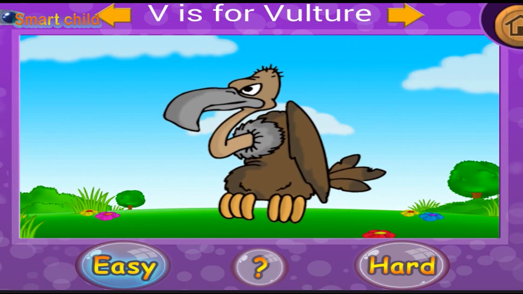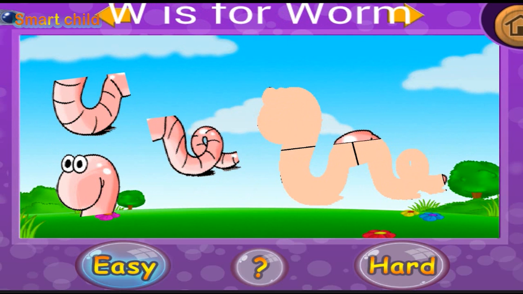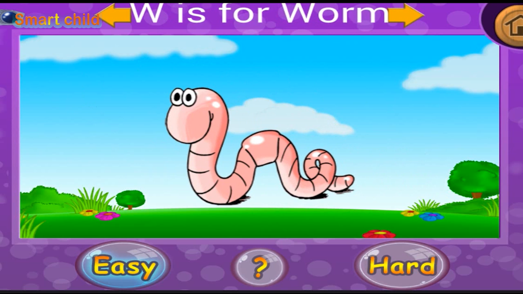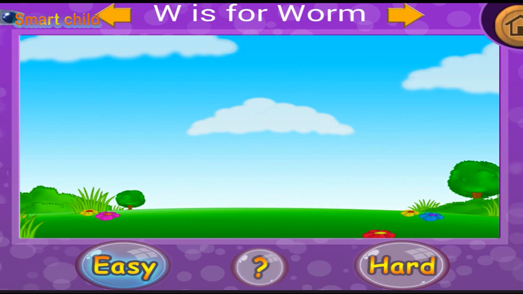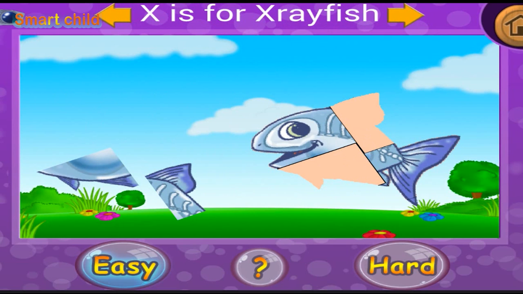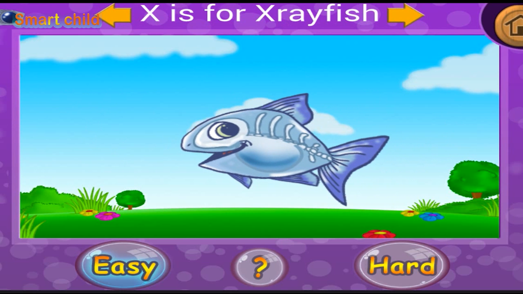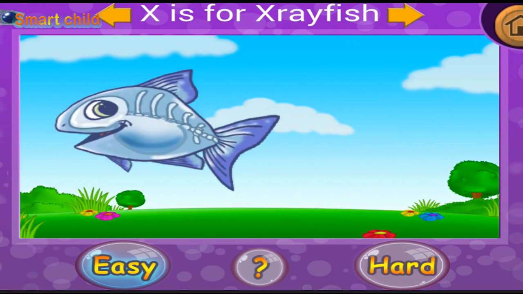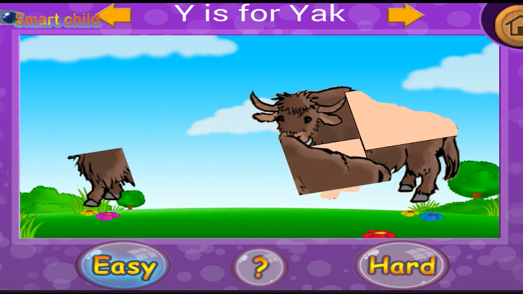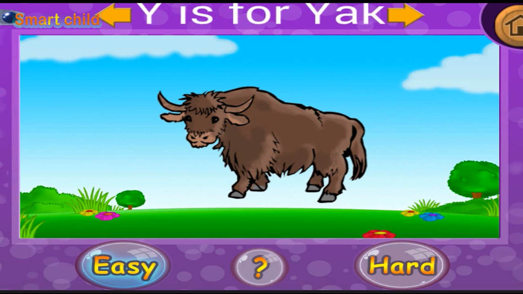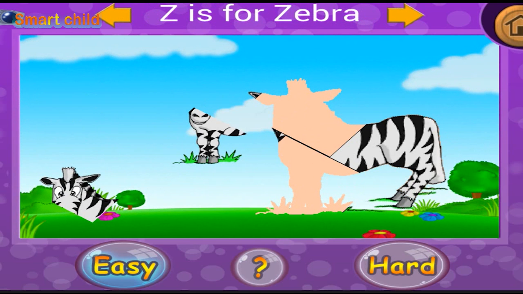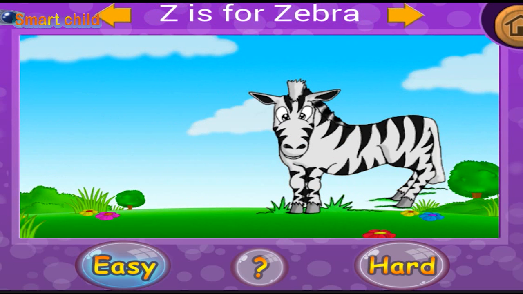Splendid. V is for vulture. W is for worm. Well done. W is for worm. X is for X-ray fish. Congratulations. X is for X-ray fish. Y is for yak. Good answer. Y is for yak. Z is for zebra. Correct.